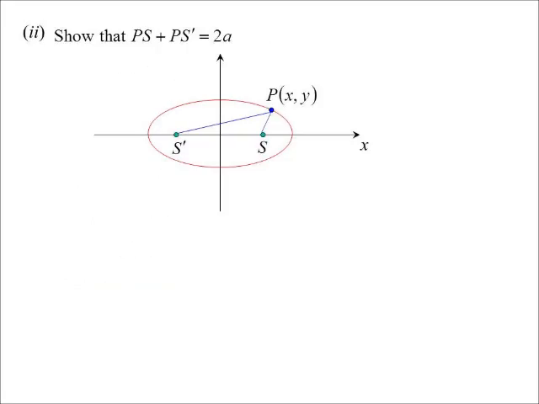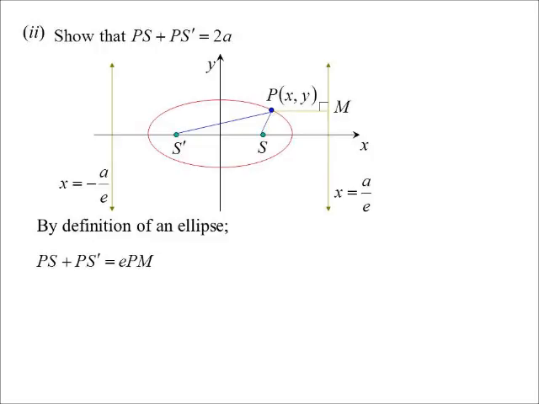Yes, this is quite nice, this proof. This next one, PS plus PS dash is always equal to 2A. Now, I could go and use the distance formula. XY, we've got S would be AE, 0 and S dash. But it is always easier to find the length of a horizontal or a vertical line than it is to find an angled line. So P to S would be the same as eccentricity times P to M.